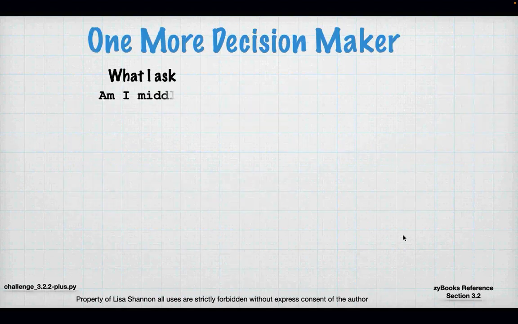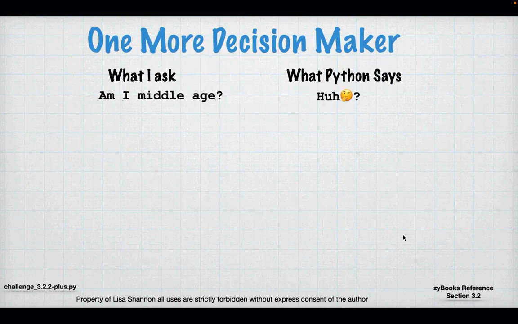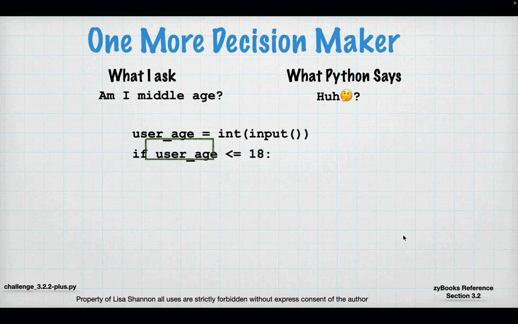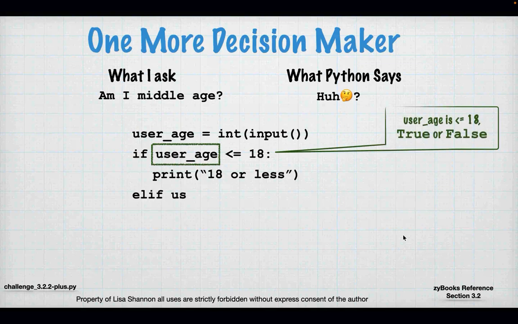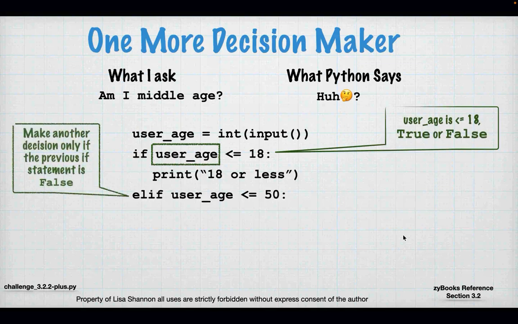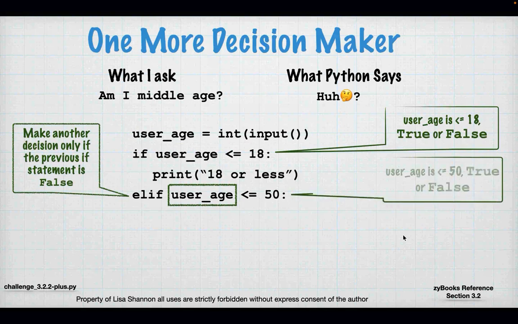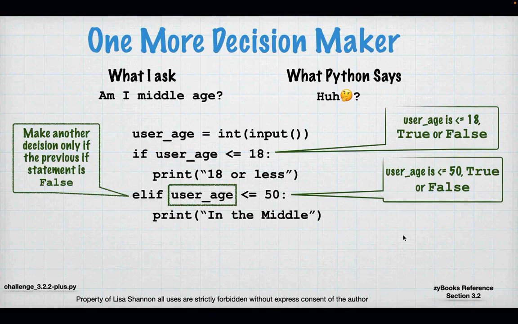Okay. One more decision maker. Elif. If I say, well, am I middle-aged? I wanted to know if I was young before. Now I want to know if I'm middle-aged. So I have user age equals int input. We've seen this before. I have my if user age less than or equal to 18. I'm going to print 18 or less. So now I am using something called elif. And an elif can be after an if statement, but it has to be before an else statement.